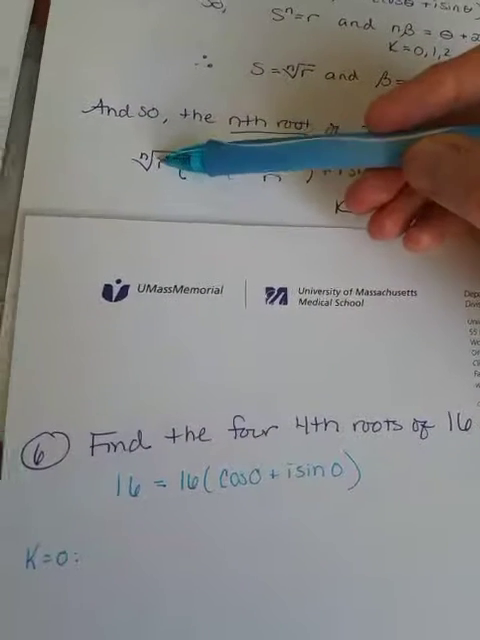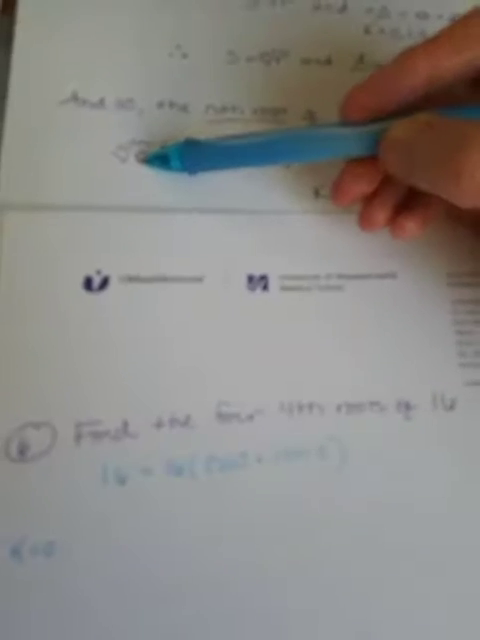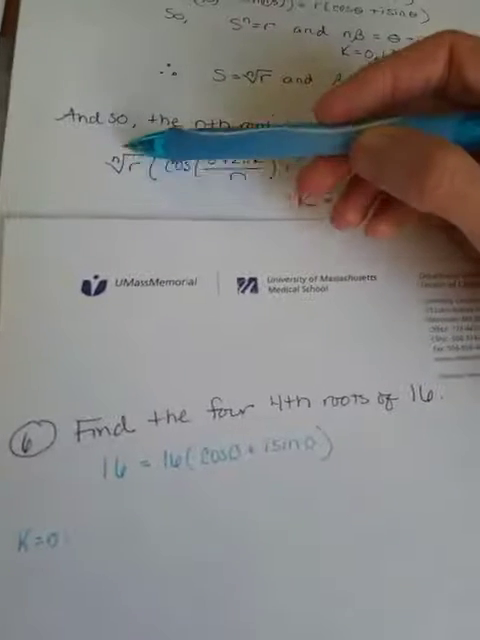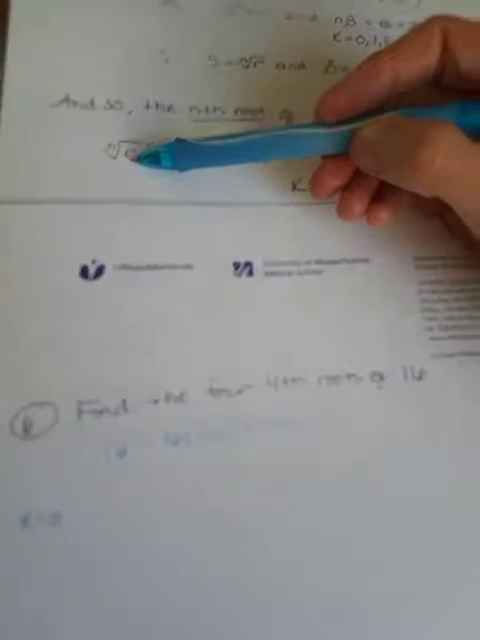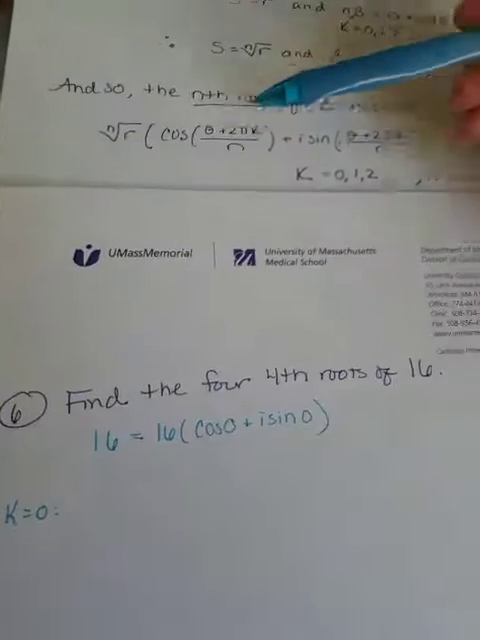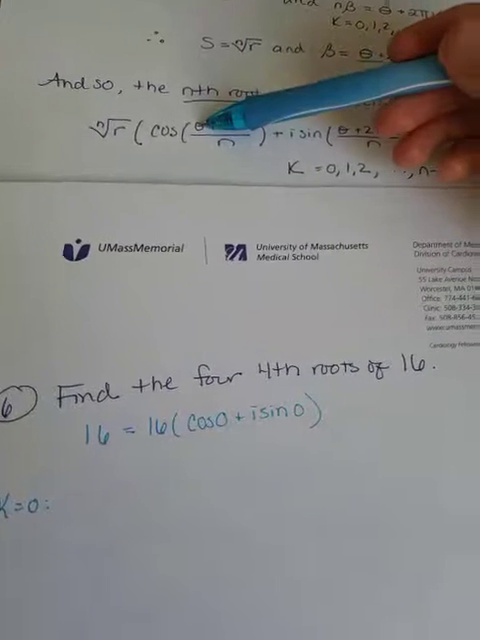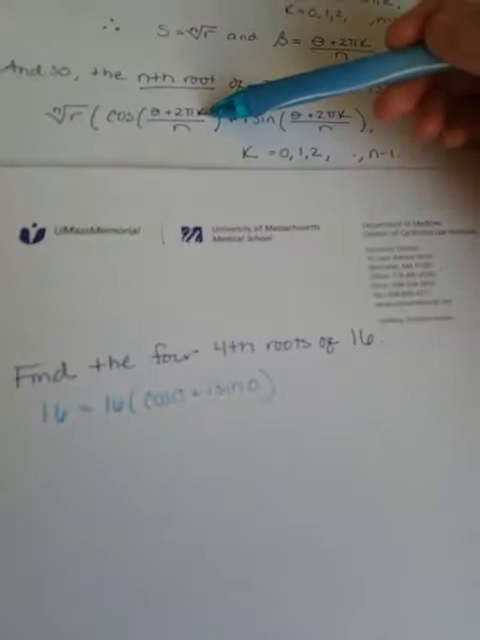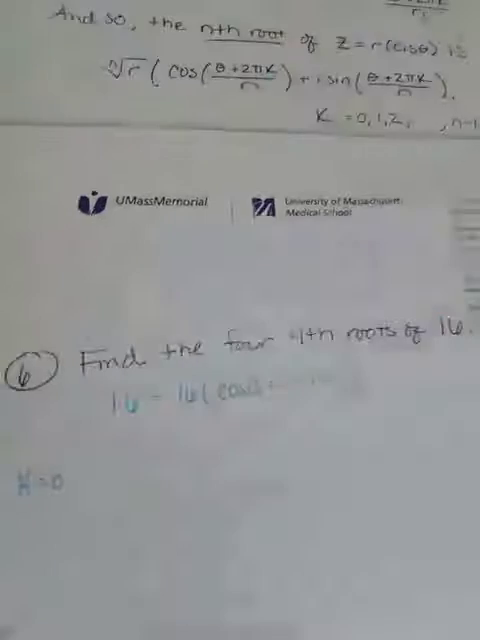So I'm doing the nth root of r. So we're trying to find the fourth roots. So in this case, my n is 4. My r is 16 because of this right here. And then my theta is 0. And then my k will change depending on which one I'm doing. And for all of them, n is going to be 4. So let me show you how this would go.